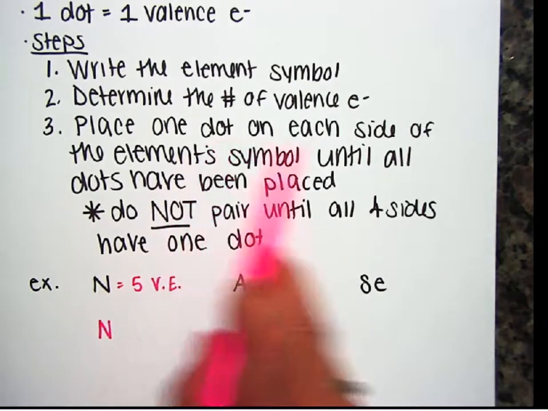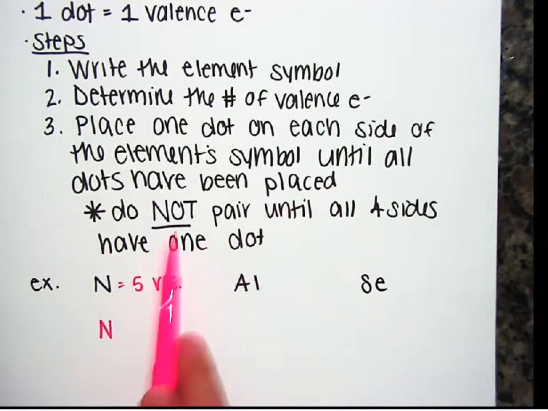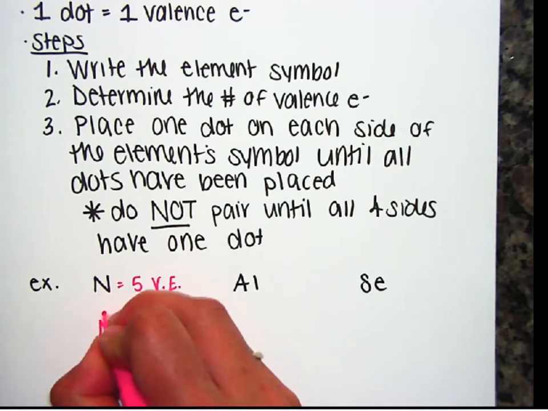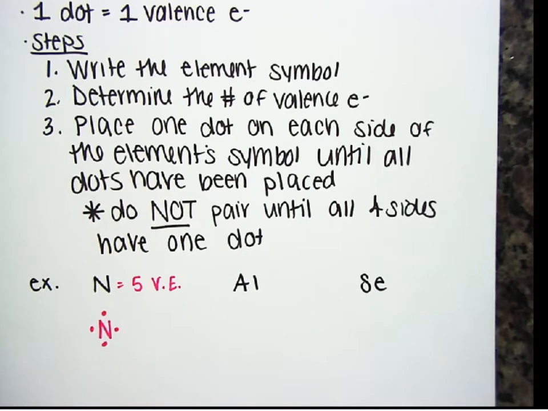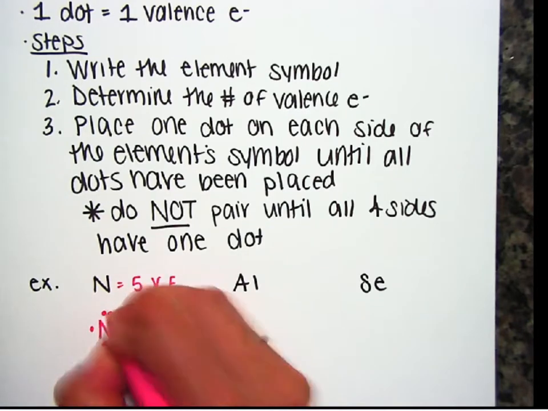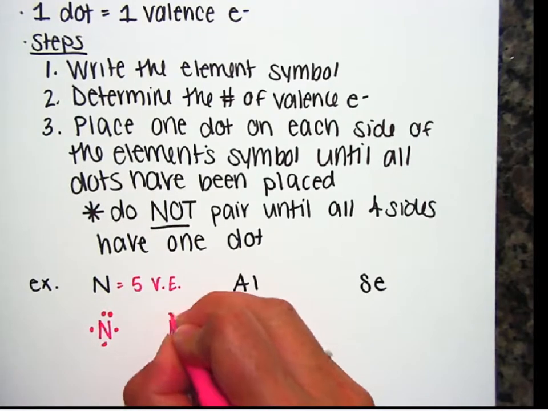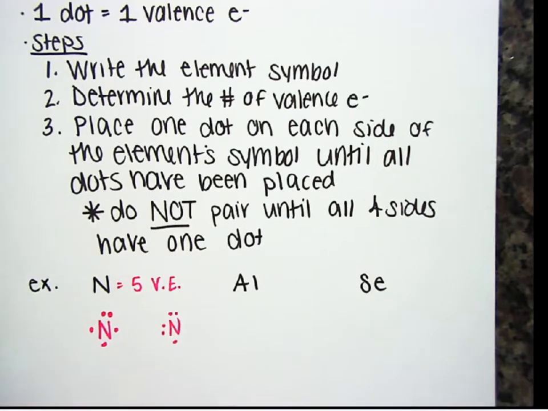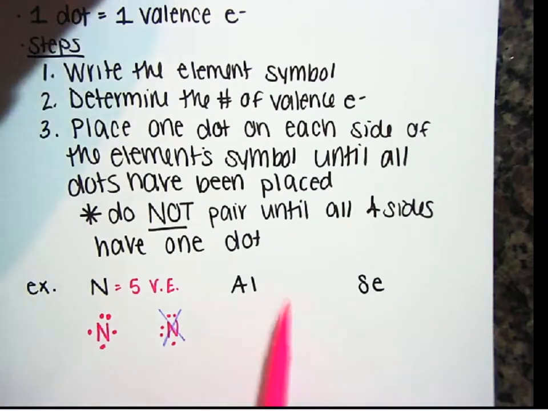Step 3, place one dot on each side of the element symbol until all dots have been placed. But we do not want to pair until all 4 sides have one dot. So 1, 2, 3, 4. Once all 4 sides have one dot, then we can go back and pair up. Something like this, 1, 2, 3, 4, 5, would be incorrect. So make sure you remember one dot on each side before we're allowed to pair.